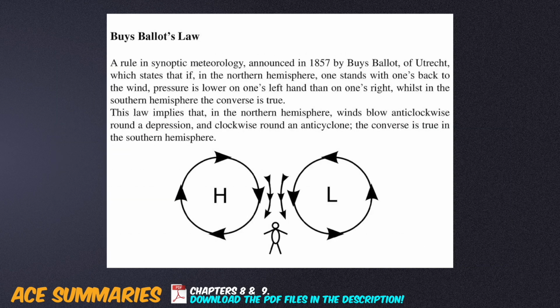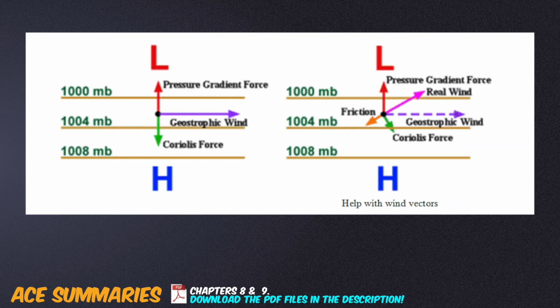Buys-Ballot's law states that in the northern hemisphere, if you stand with your back to the wind, a low-pressure area will be to your left. It is the opposite in the southern hemisphere. In the northern hemisphere, wind traveling from a high pressure to a low pressure area will be deflected to the right by the Coriolis force. This force is stronger the further you go from the equator.